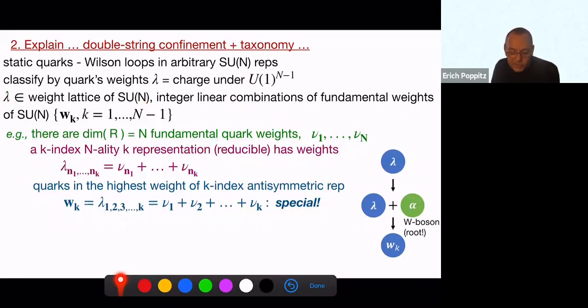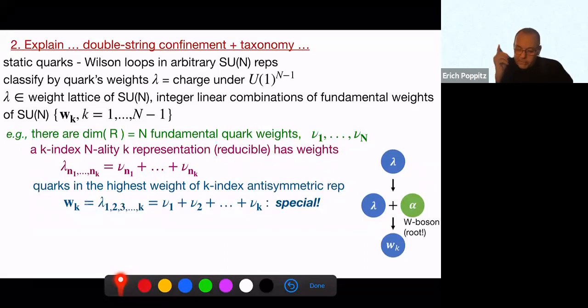They're integer linear combinations of fundamental weights. There are N weights of the fundamental representation, which I denote by nu_1 to nu_N. These are the N components of the fundamental quark. If I form an antisymmetric representation, say with K indices, by taking K fundamental quarks together, then the weights are just the sums of all possible combinations of fundamental weights, where these numbers n_1 to n_K take values from 1 to N. So in general there are many different weights for a K-index antisymmetric representation.